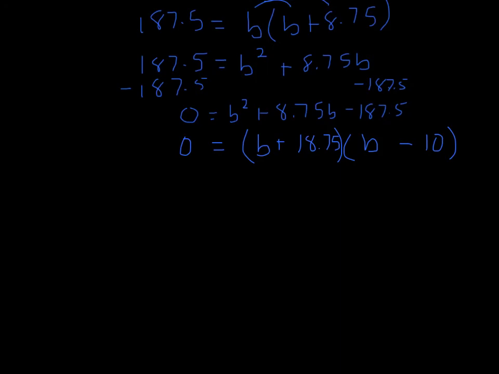So your b is going to equal, so b plus 18.75 equals 0, and b minus 10 equals 0. And so you subtract 18.75.